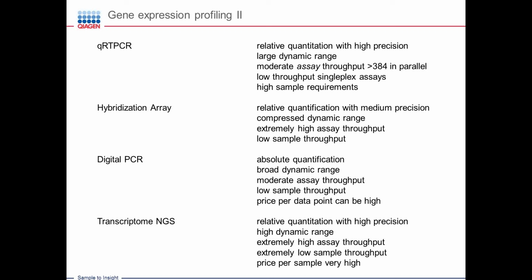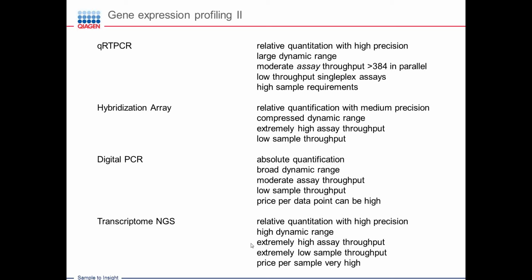So all of this leads us to whole transcriptome NGS, which is where today's discussion really starts, where we're looking at all of the transcripts in a cell by next-gen sequencing. And what we're doing is essentially relative quantification with very high precision. So we're sequencing and characterizing everything that's in a cell. If we sequence deep enough, we get very high dynamic range. If you want to call it assay throughput, we have extremely high assay throughput.